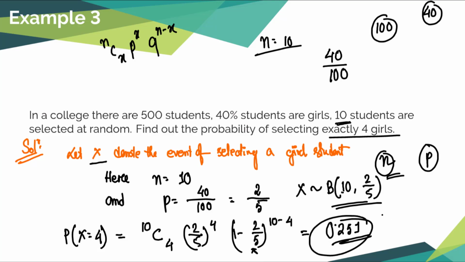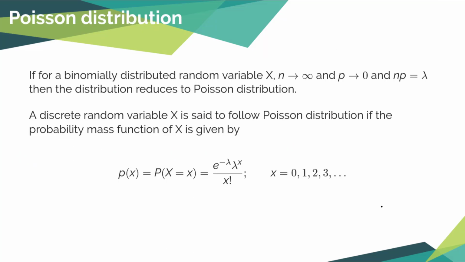So the probability of selecting exactly 4 girls out of those 10 randomly selected students is 0.251, which is also equal to saying that you have a 25% chance that you will select 4 girls when you select 10 students randomly, right? So these are some examples of binomial distribution.